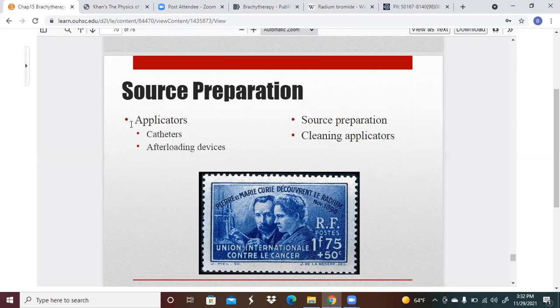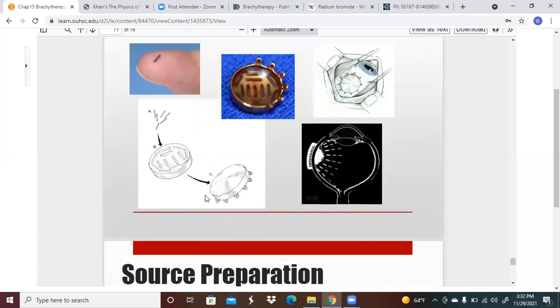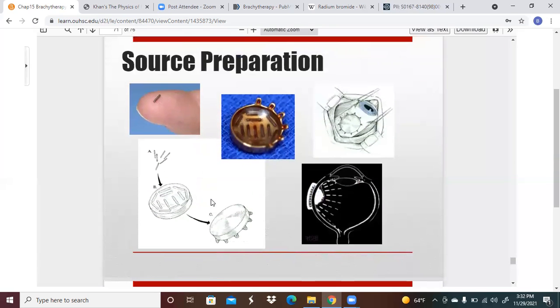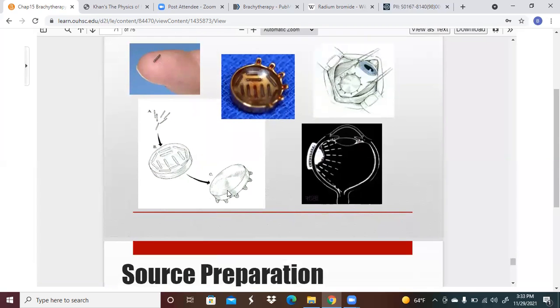Obviously, for source preparation, you have applicators, catheters, and afterloading devices to help protect the practitioners. You also have source preparation techniques as well as cleaning applicators to make sure that you catch what may be left over. You can see source preparation here. You see that eye plaque right there. It's being applied, delivering its dose to the side of the eyeball, which personally I have never been a part of. I've read the theory about it, and quite frankly, that's about as close to it as I want to get.